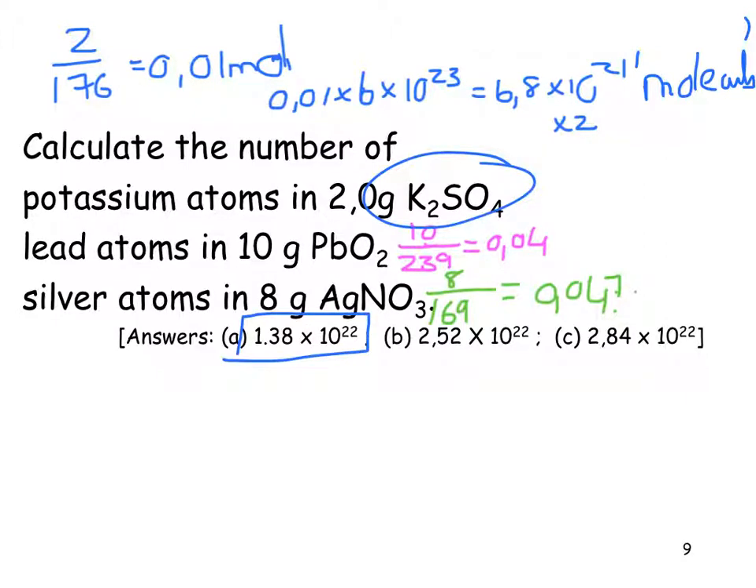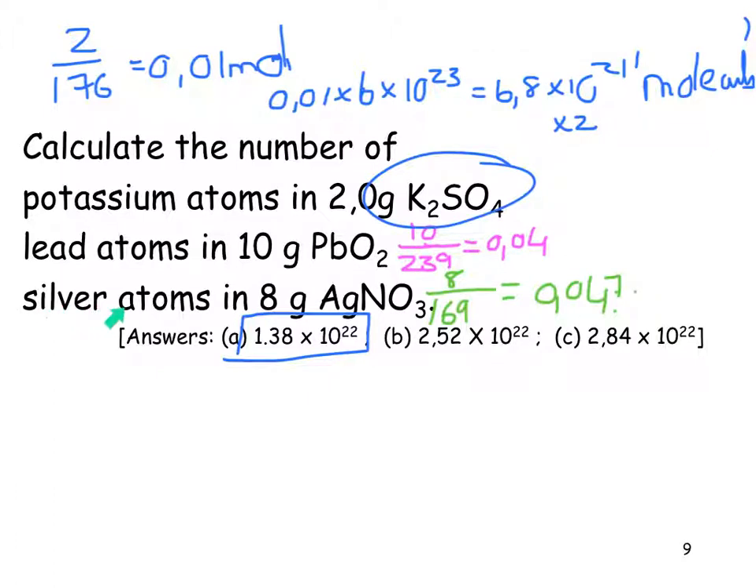The next one, lead, I can work out 10 divided by, lead is 207 plus 16 plus 16, 239, you get 0.04 and so on. Keep it in your calculator, multiply that by 6.02 times 10 to the 23, and you actually come out with exactly 2.52 times 10 to the 22. But for every 1 lead oxide, there's only 1 lead atom. So the number of particles is equal to the number of lead atoms.